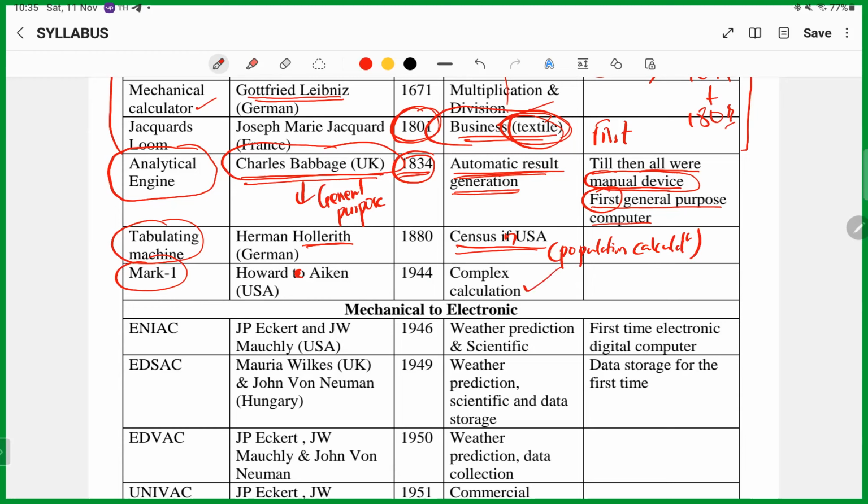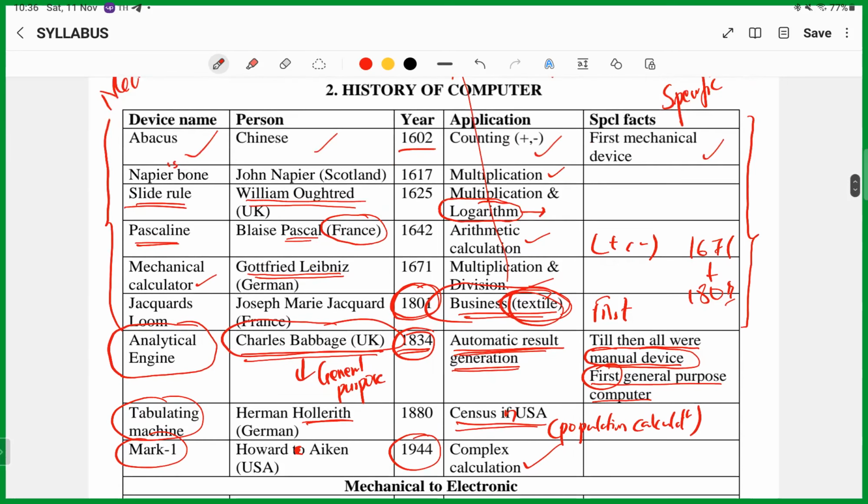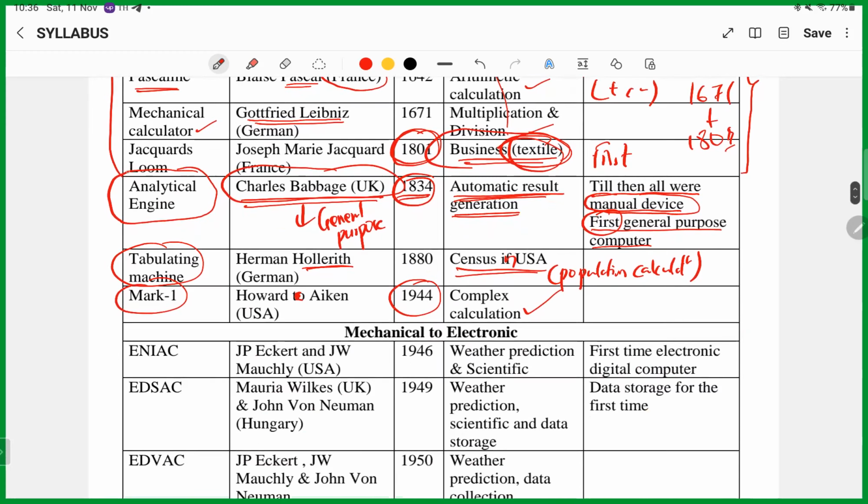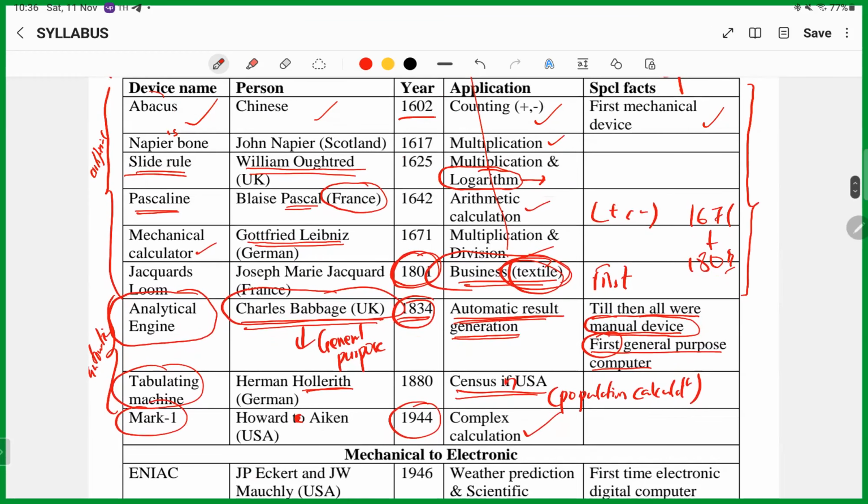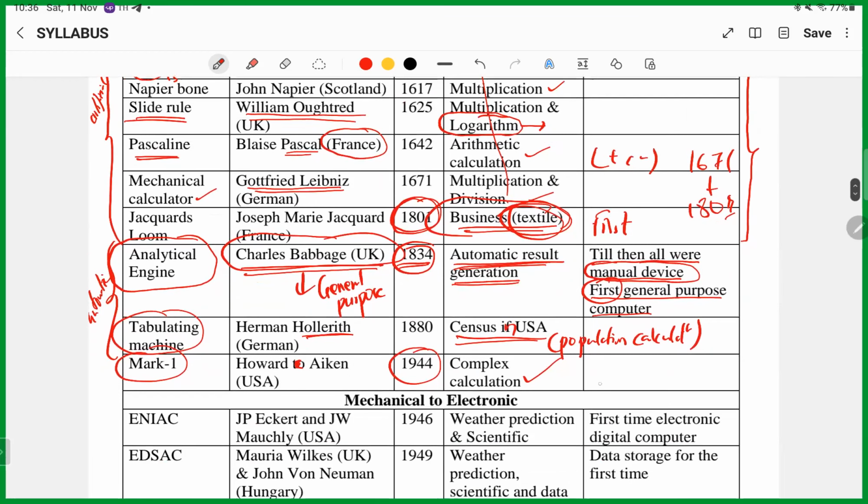See, until here, simple calculations and slightly complex calculations were done, and this was used in 1944. Here, I have clearly told you the first six are basically not automatic result deriving. Then the analytical engine and the rest automatically gave the result. And this whole process, starting from the abacus till Mark 1, used mechanical devices.